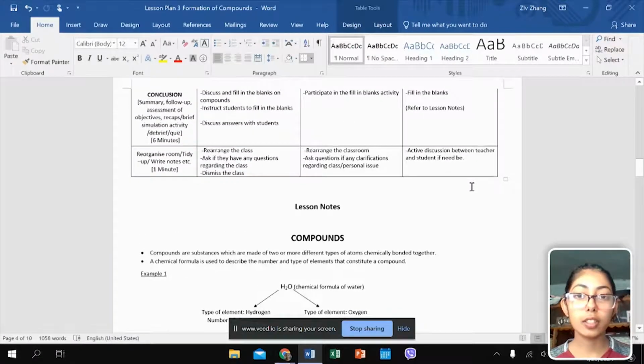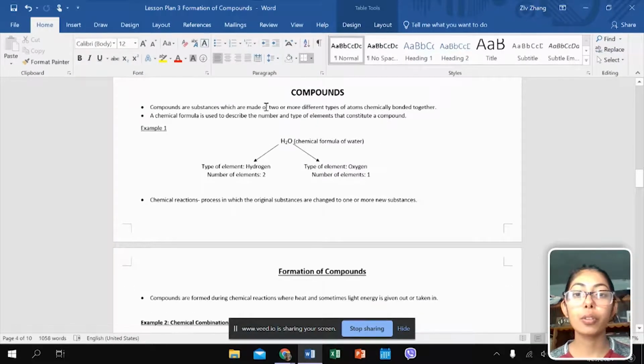After the activity, I will rearrange the class and ask the students if they have any other questions regarding the lesson or any other questions generally about the class. This is to clarify any doubts the students have, or we can discuss about any personal issue that the students may have. These are my lesson notes on compounds.